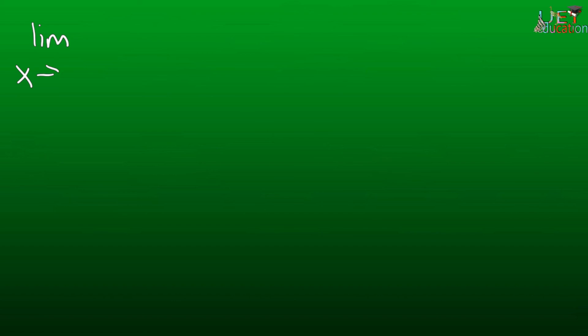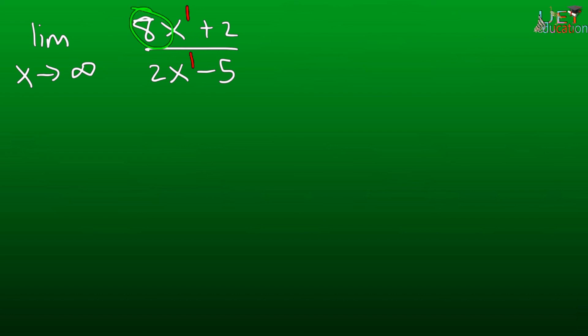Now let's say we have the limit as x approaches infinity of, let's say, 8x plus 2 over 2x minus 5. Now, in this case, the function is not bottom heavy. The degree of the numerator is the same as that of the denominator. When you see that, you can just divide the coefficients. 8 divided by 2 is 4.